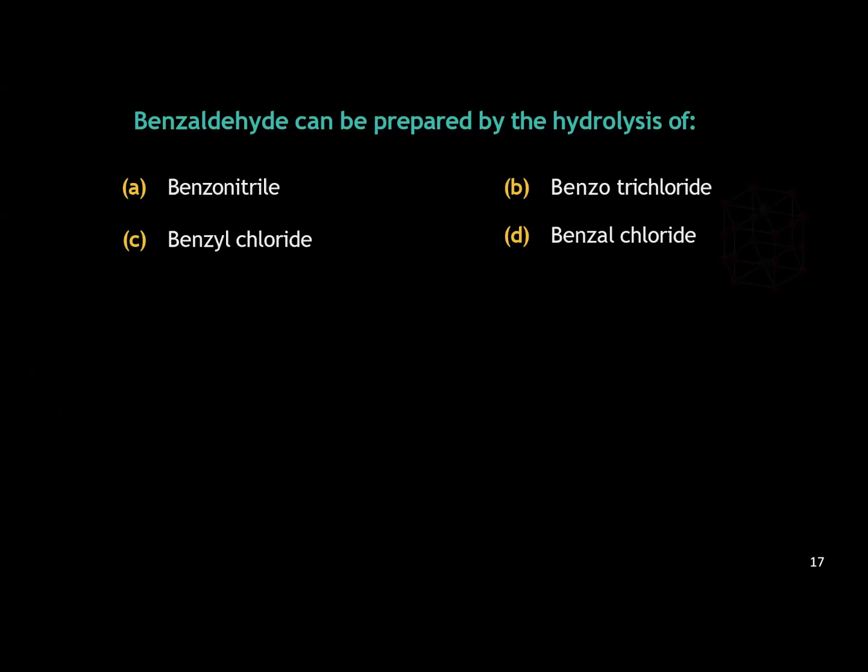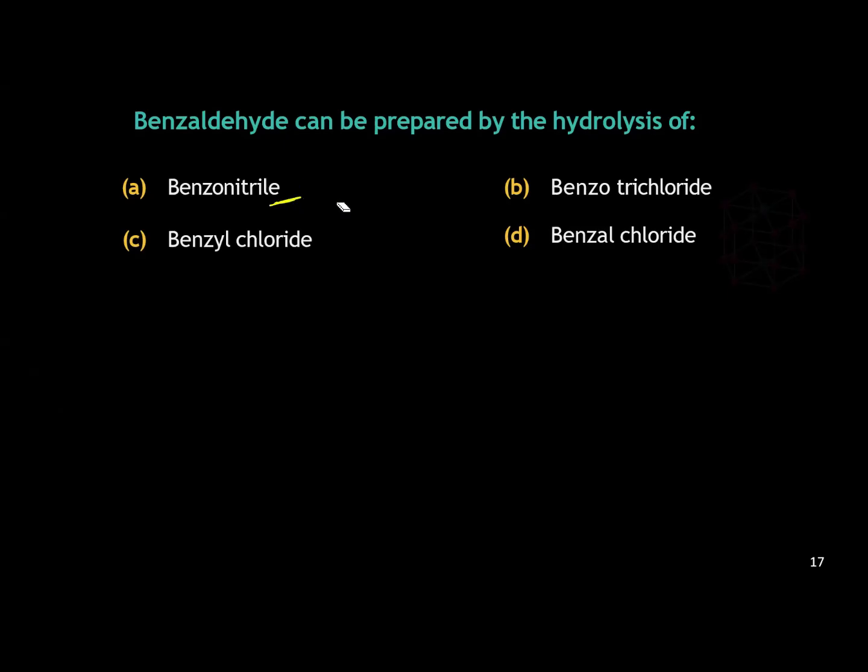Benzaldehyde can be prepared by the hydrolysis of... So where do we use the hydrolysis? First of all, benzonitrile. We saw benzonitrile, that is a cyanide group. By using the cyanide group, we get the benzaldehyde. That's okay, so let's put it aside.